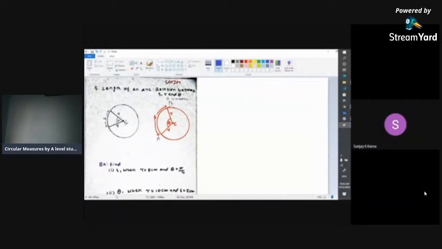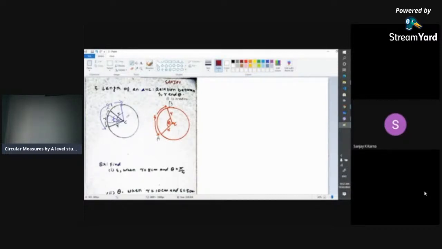Consider if this angle were 2 radian, for example. What happens? This arc length will also get doubled. So if this angle is 2 radian, then you can see that this arc length is 2 times r. Similarly, going in decreasing order, if the angle is half of 1 radian, then the arc length will be r by 2.